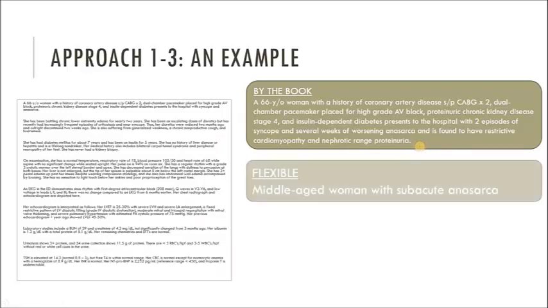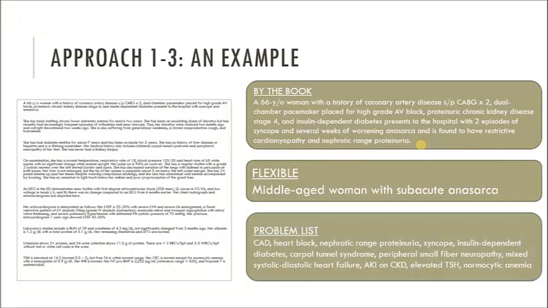If I wanted a flexible problem representation, I might say, well, this is just a middle-aged woman with subacute anasarca. Let's think through those diagnostic possibilities. I might generate a long problem list, and I'm not going to read it for you here, but I might say she's got coronary disease, and a heart block, and nephrotic range proteinuria, and syncope, and diabetes, and carpal tunnel syndrome. And then I might try to find ways to lump together those problems on a problem list.